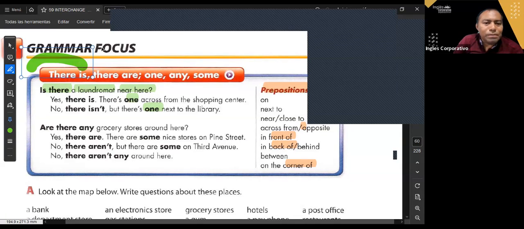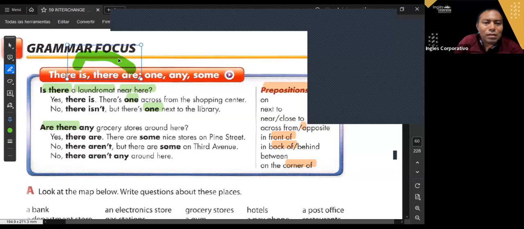For there are, you have to put are at the beginning. Are there any grocery stores around here? Yes, there are. No, there aren't. In the negative, right? There are some nice stores on Pine Street, but there aren't, but there are some on 3rd Avenue. No, there aren't any around here, right?